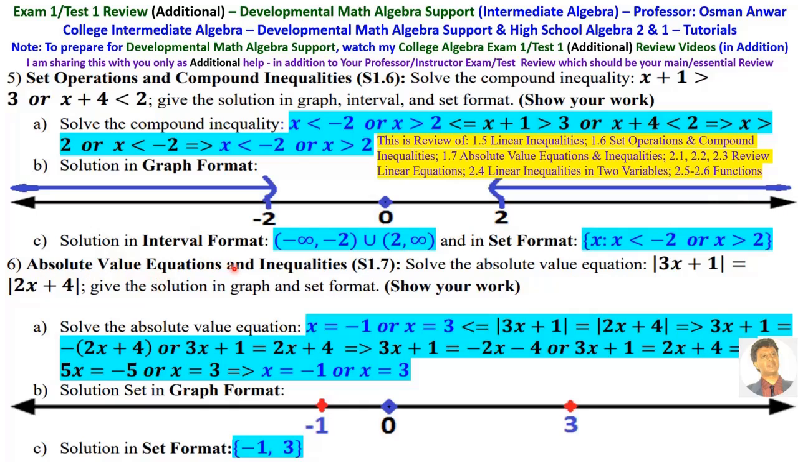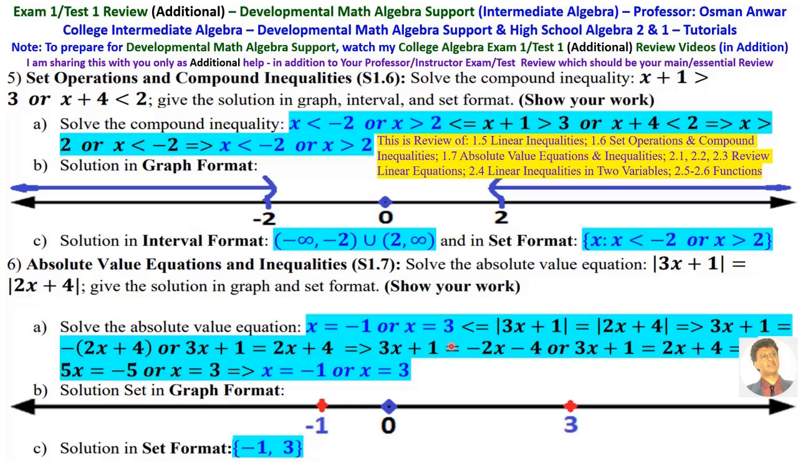Absolute value equation. Number 6 is absolute value equations and inequalities. So it is absolute value of 3x plus 1 is equal to absolute value of 2x plus 4. So that means absolute 3x plus 1 is equal to the negative of 2x plus 4, or 3x plus 1 is equal to the positive of 2x plus 4.